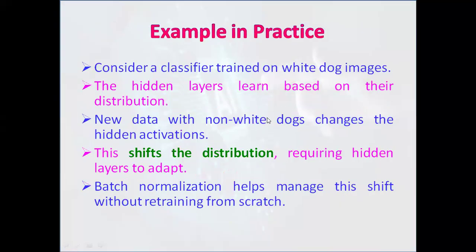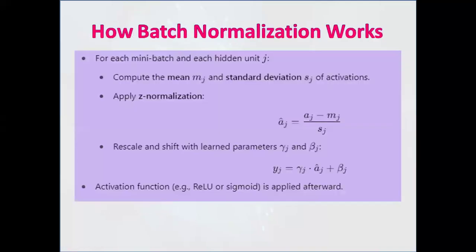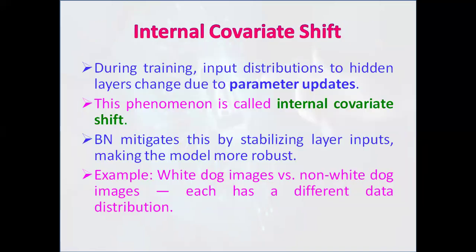Next, this is given by the formula. Apply Z normalization: z hat equals z minus mu j divided by sigma j. Then rescale and shift with the learned parameters, given by the formula y j equals gamma j times z hat plus beta j, and with the activation functions, in this case we are using ReLU and sigmoid functions.